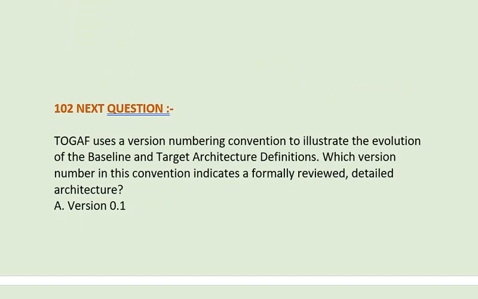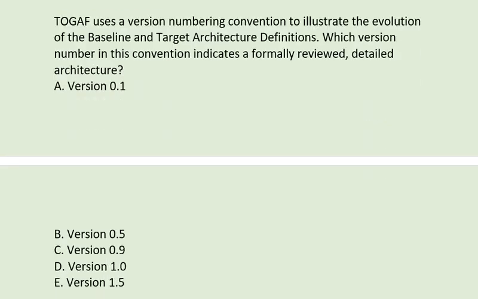Question is, TOGAF uses a version numbering convention to illustrate the evolution of the baseline and target architecture definitions. Which version numbers in this convention indicates a formally reviewed detailed architecture? Option A, version 0.1. Option B, version 0.5. Option C, version 0.9. Option D, version 1.0. Option E, version 1.5. Correct answer is option D.